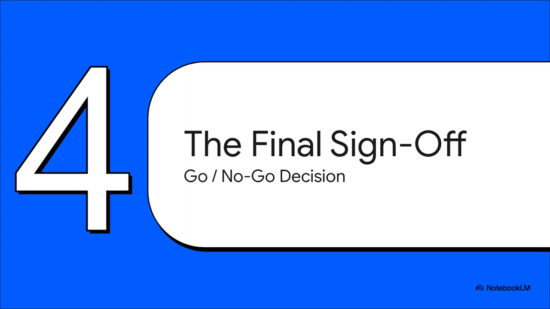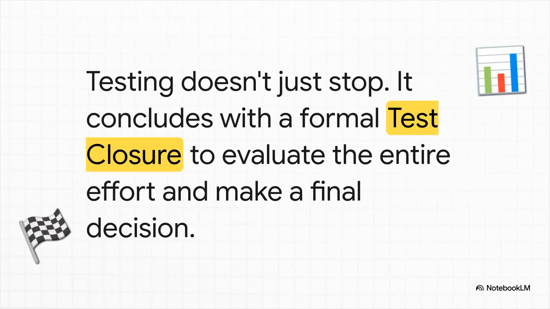But it doesn't just stop. It moves into the final and maybe most critical phase, making that go, no-go decision on whether this piece of software is actually ready for the world. Yeah, it's really important to get this. Testing doesn't just fizzle out when you run out of things to click. The whole cycle concludes with a deliberate, formal event called test closure. It's all about looking back, evaluating the entire testing effort, and making a conscious, data-driven decision that we are done here.